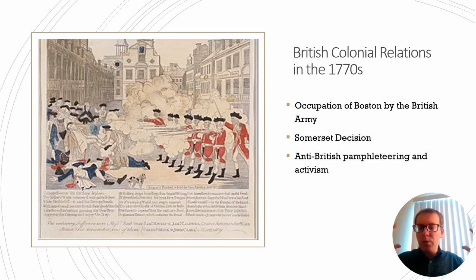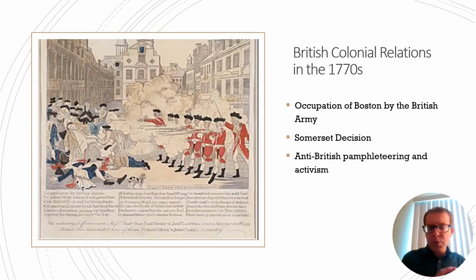Because remember, the whole argument here is not just whether people are going to pay taxes or not. It's a matter of who actually has authority over the colonies. And Britain is saying very clearly that Parliament has the authority. In fact, one of the acts they pass is the Parliamentary Supremacy Act, which states unequivocally that Parliament has the right to tax the American colonies and control decisions being made in them. And so this leads to a significant amount of tension in New England.